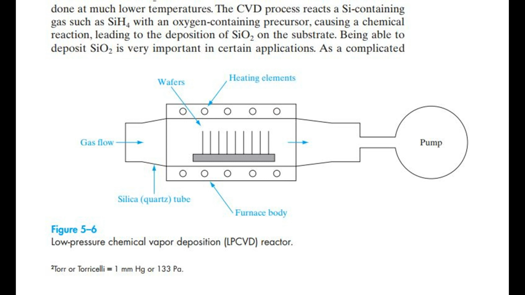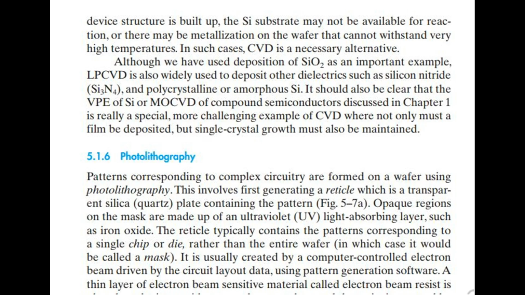Being able to deposit silicon dioxide is very important in certain applications. As a complicated device structure is built up, the Si substrate may not be available for reaction, or there may be metallization on the wafer that cannot withstand very high temperatures. In such cases, chemical vapor deposition is a necessary alternative.